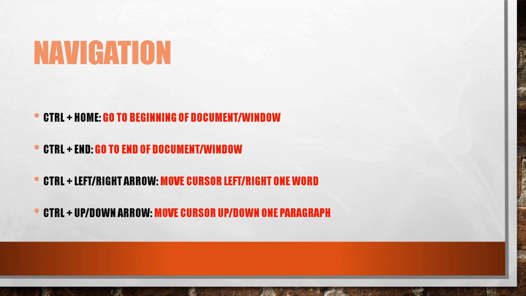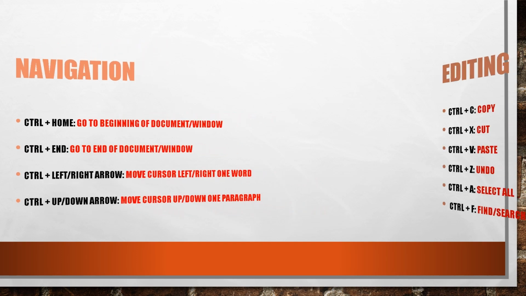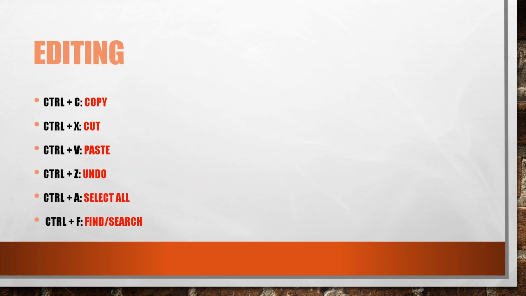Then the next shortcut area is editing. If you want to copy a document or a group of words or a particular word on its own, all you do is highlight it first before you press Ctrl C. Once you press Ctrl C, you'll be able to copy that document and paste it in another page or another blank document or wherever you want to paste it.